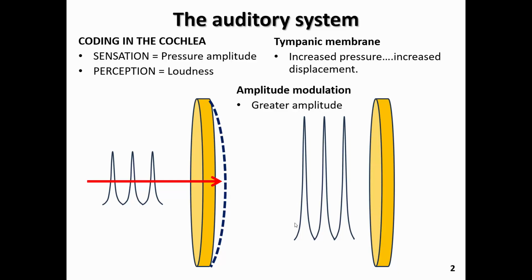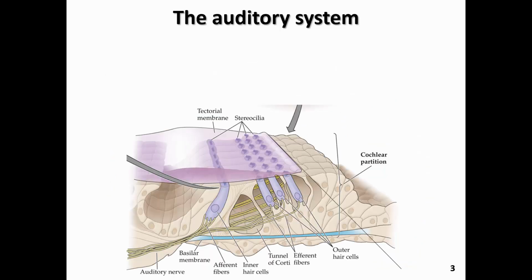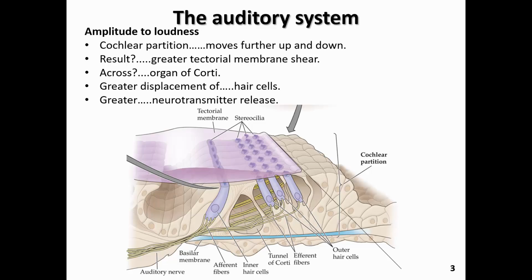Now, in this situation we see what looks to be a similar frequency of these pressure waves, yet the amplitude is much greater. As these waves transmit inside the ear and apply a mechanical pressure against the tympanic membrane, that tympanic membrane will displace and reverberate to a greater degree. Now, how that gets conveyed into loudness, we begin with the cochlear partition, and we'll see this on the picture shortly at the very bottom. So the cochlear partition moves further up and down.